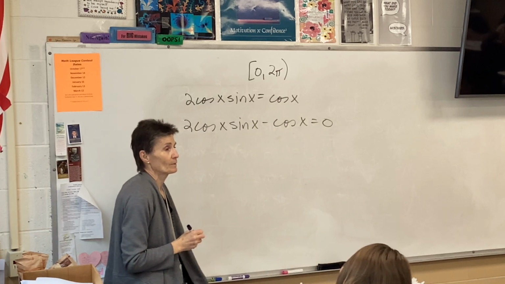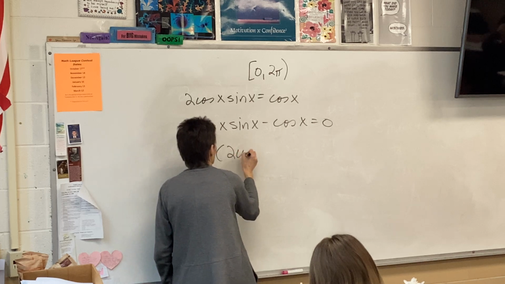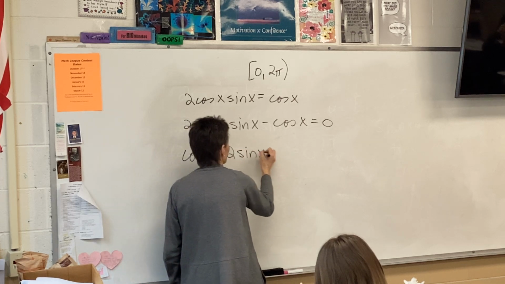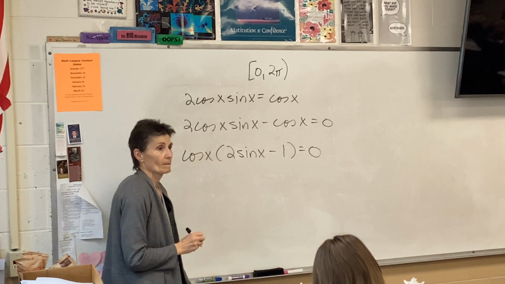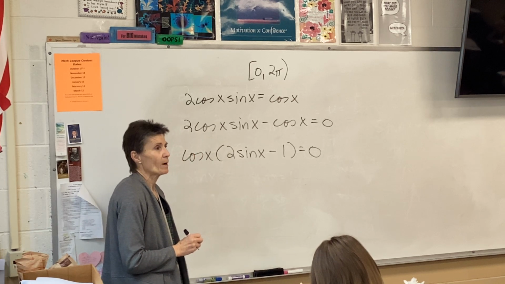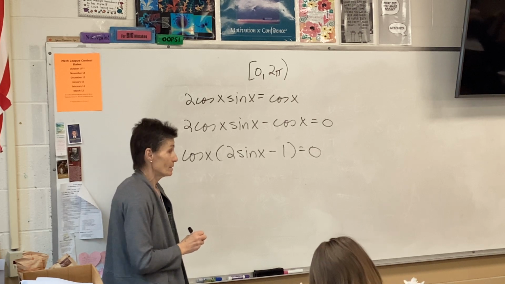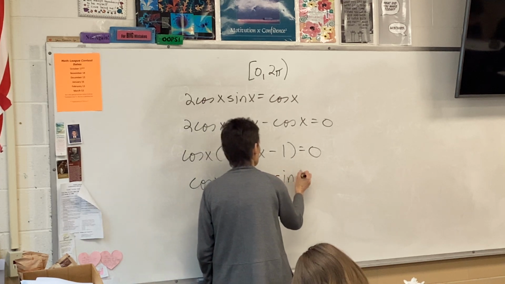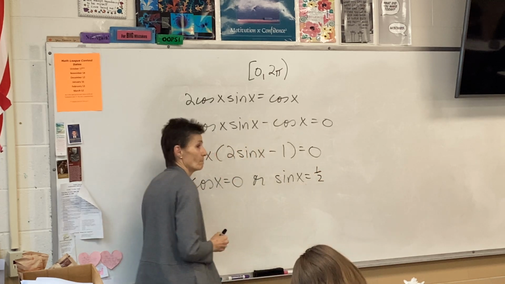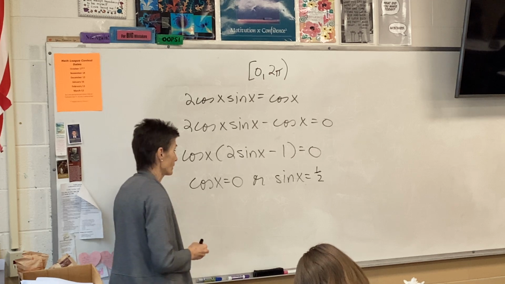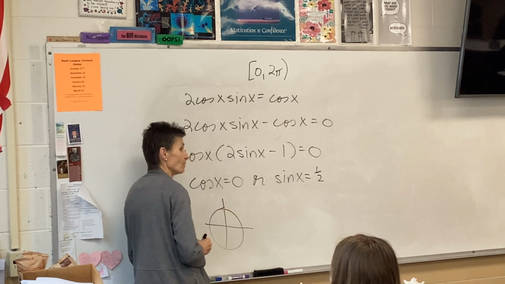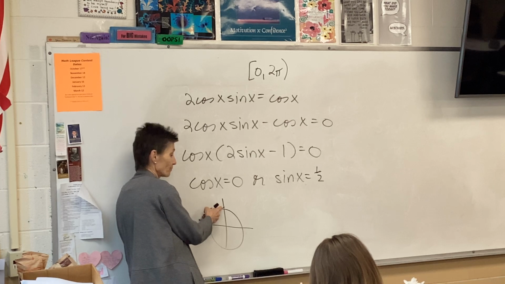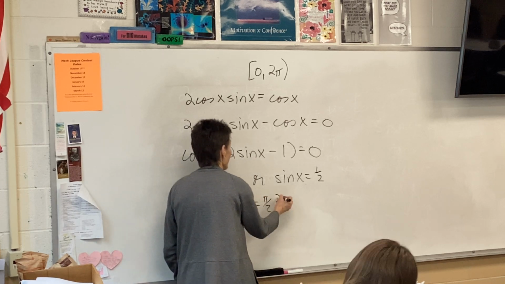All right, what do I do with that? Take out a cosine. So if I take out the cosine, I'll be left with 2 sine minus 1. What do I always do after I factor? Set them equal to 0. So cosine equals 0, or sine equals 1/2. Remember, cosine is x, so cosine equals 0 at pi over 2 and 3 pi over 2.